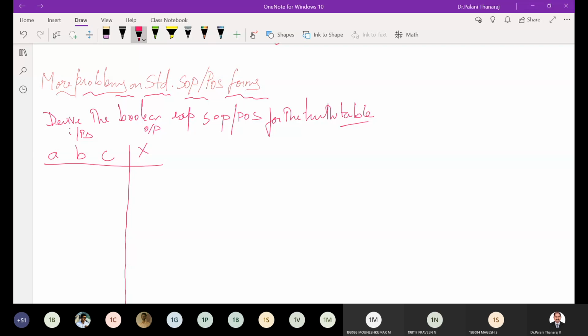What are the possible combinations of input? You can start from 0, 0, 0. So 0, 0, binary, right?